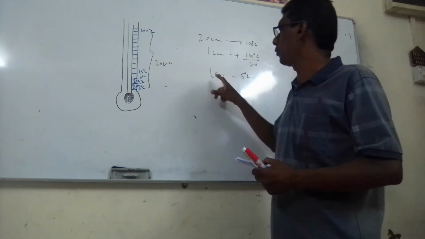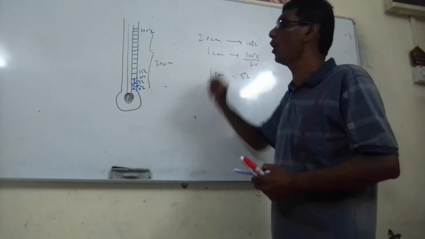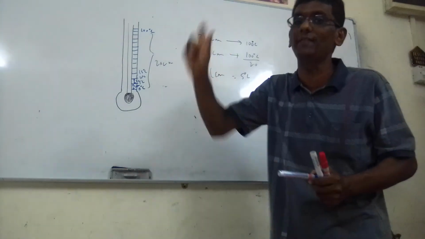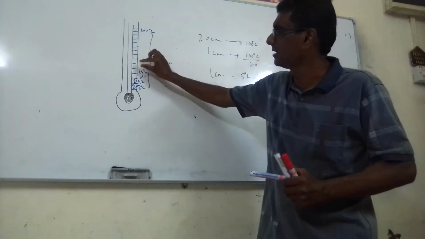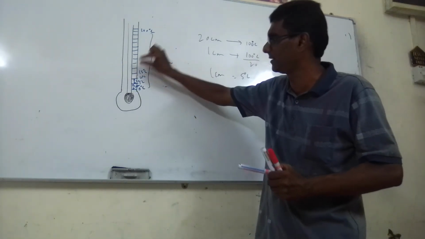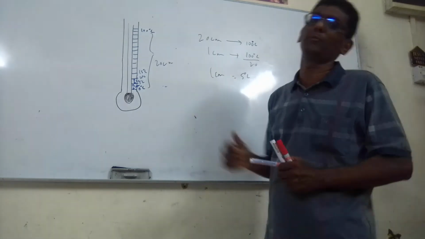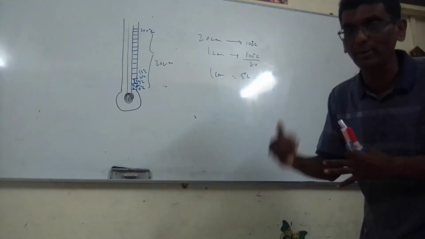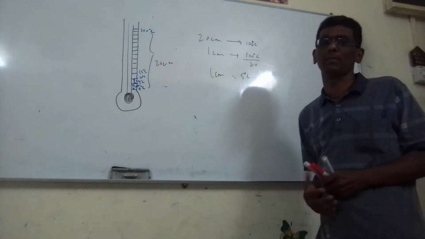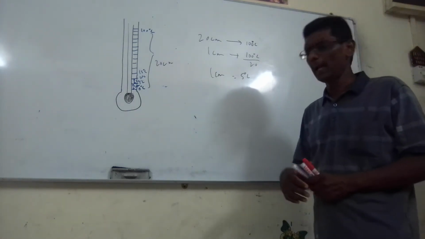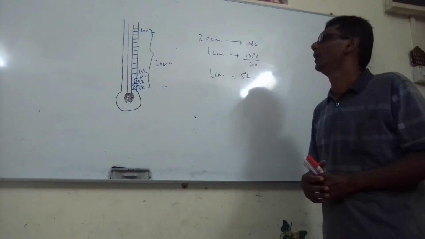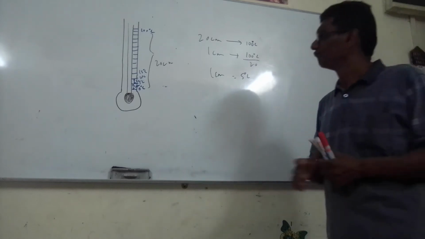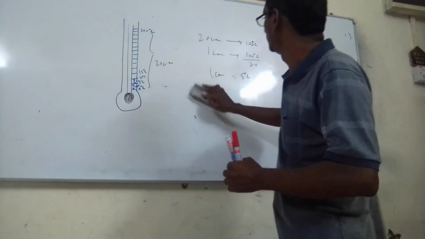Depending, we can put 1 cm equal to 5 degrees Celsius, or every 0.5 cm equal to 2.5 degrees Celsius. We put the scale every 0.5 cm. This is how we calibrate a thermometer. Okay, now we are going to do a question.